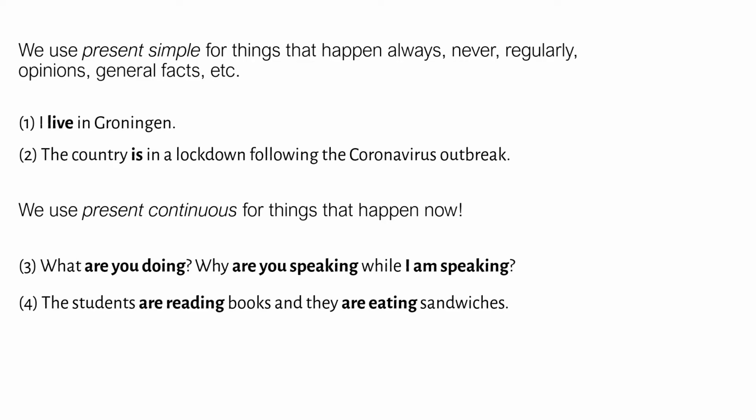So if we talk about facts, if we talk about things that happened, if we simply want to say things, if we want to give our opinion, you always use present simple. If you're talking about things that are happening now, something that's going on right now at the moment, then you use present continuous, right? So only use present continuous when you're really talking about something that's going on right now, and don't overuse it, because some people tend to overuse present continuous, and that's of course not what we want.